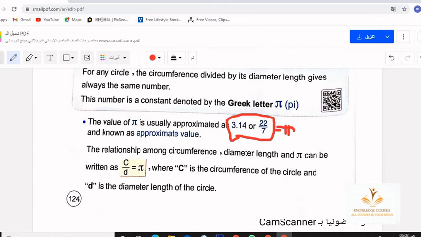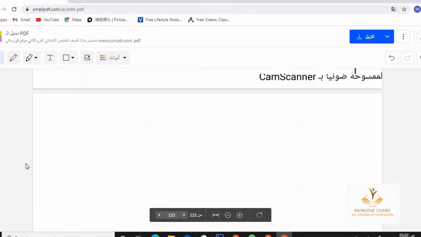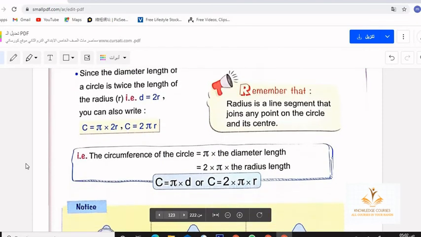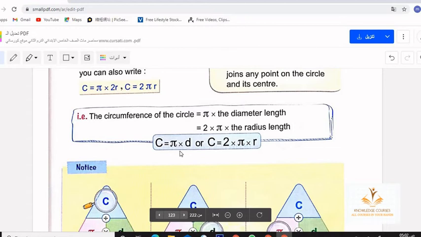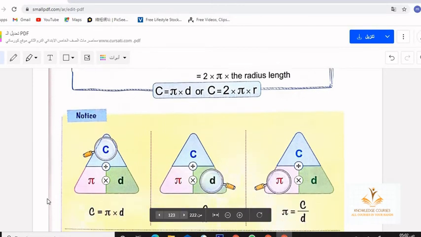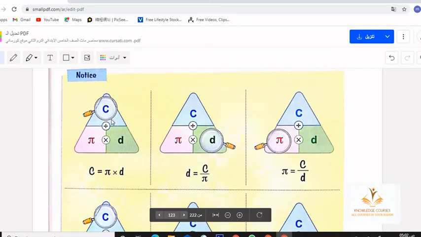Okay, the circumference equals pi multiply the diameter, or C equals 2 multiply pi multiply r, because the diameter equals 2 multiply the radius length. So C equals pi multiply d, and d equals C divide pi.